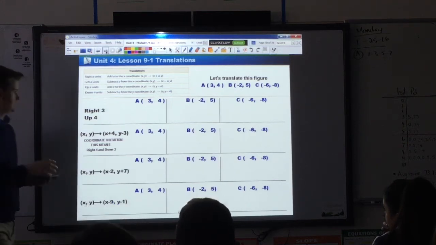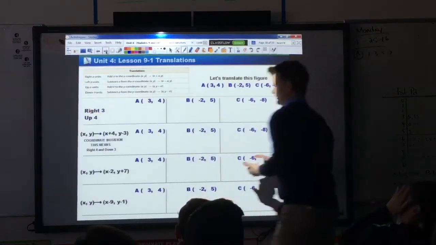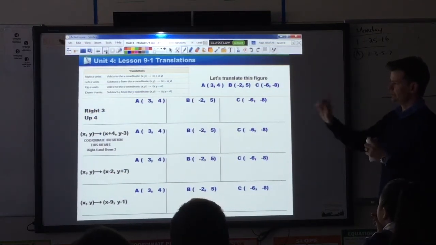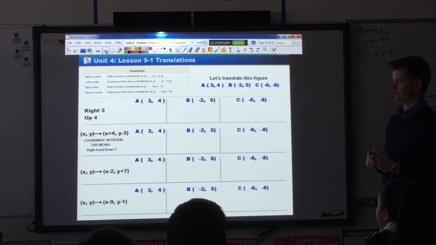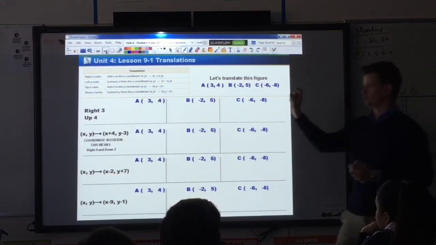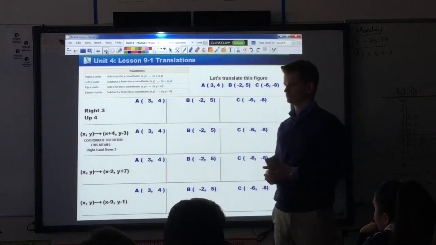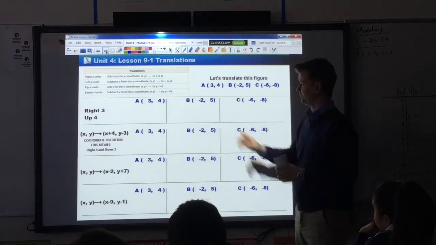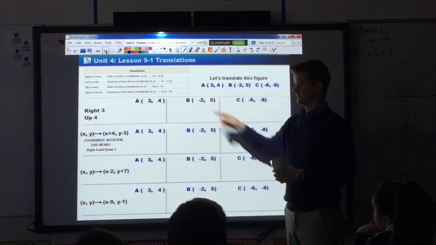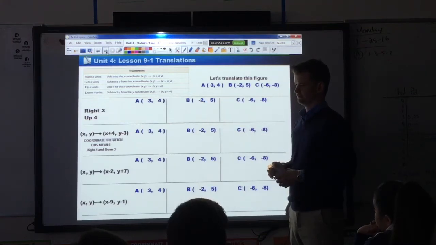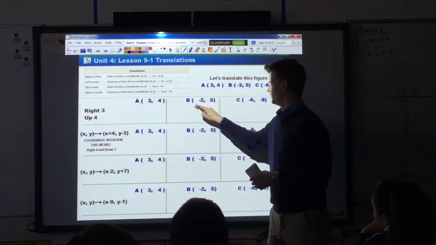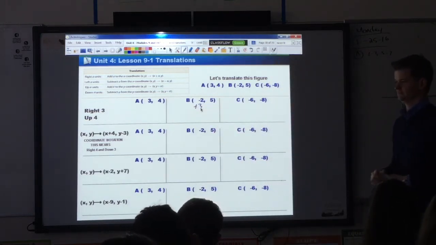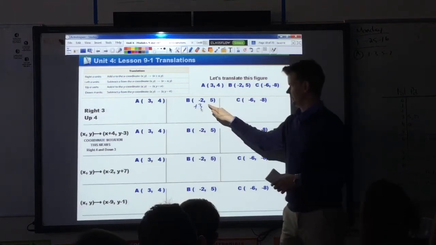Let's go to Marissa. All right, Marissa. First one, we're going to go to the B coordinate. What are you being asked to do when you translate it? What's the directions? Go right 3, up 4. Okay, so right 3, up 4. If I'm going right 3, what's happening to the x coordinate? You're going to add 3. And what is happening to the y? You're going to add 4.